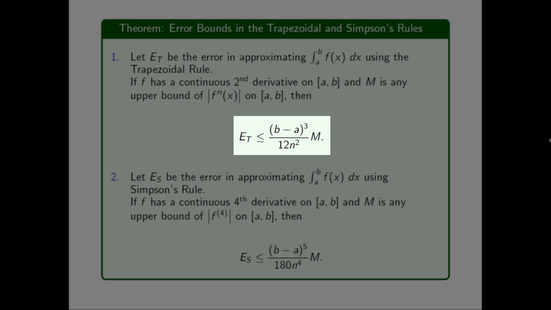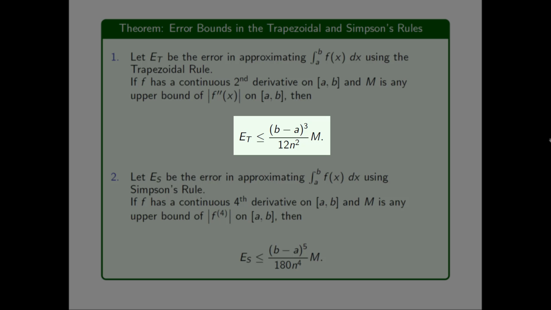So remember b minus a, well, that's fairly straightforward, that's the bounds. We cube that, divide by 12n squared and multiply by this upper bound on the second derivative over the region. A couple of notes on this. Obviously, as the b and the a get further apart, this gets larger, because the numerator here gets bigger. And that should make sense. As our region gets bigger, we should expect a bigger error.